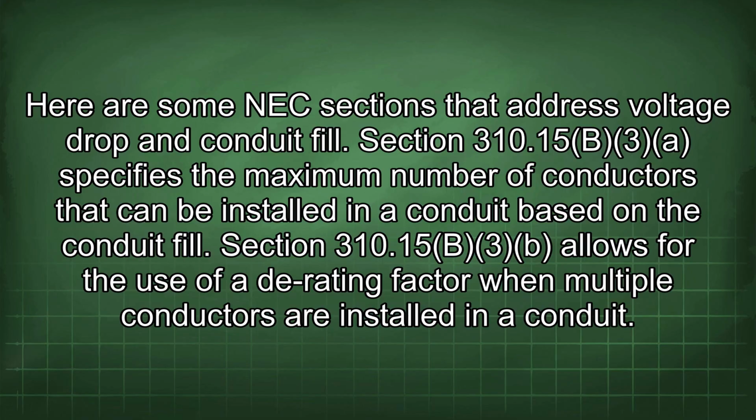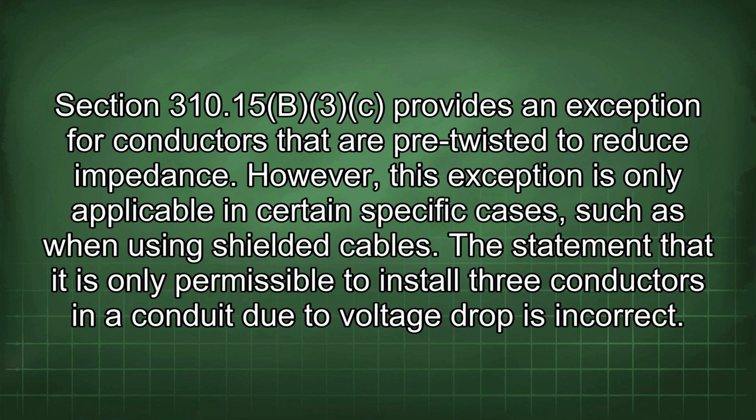Section 310.15b3 allows for the use of a derating factor when multiple conductors are installed in a conduit. Section 310.15b3 provides an exception for conductors that are pre-twisted to reduce impedance. However, this exception is only applicable in certain specific cases, such as when using shielded cables.